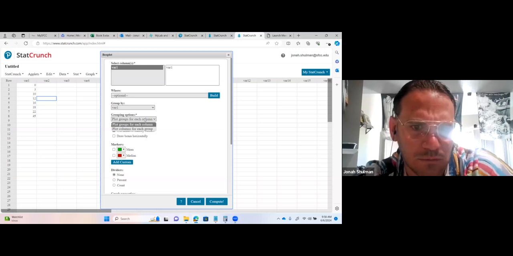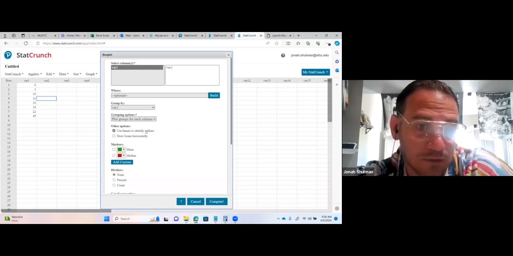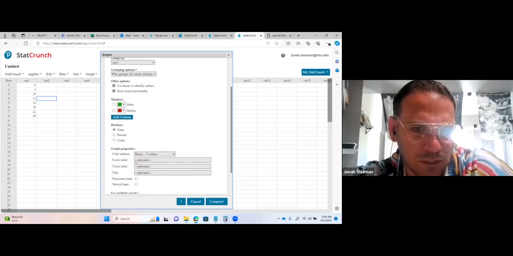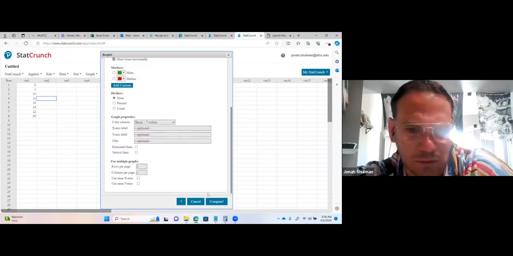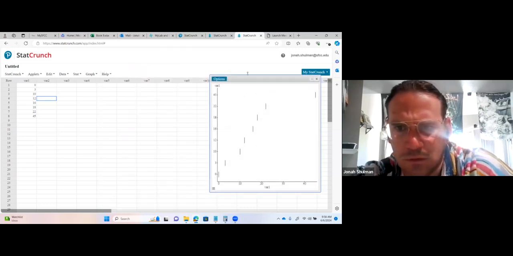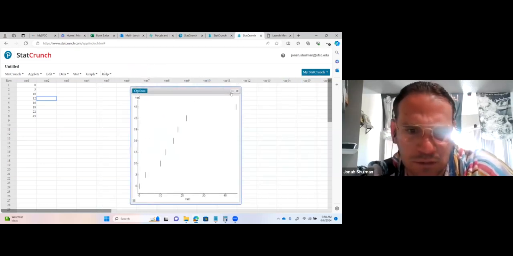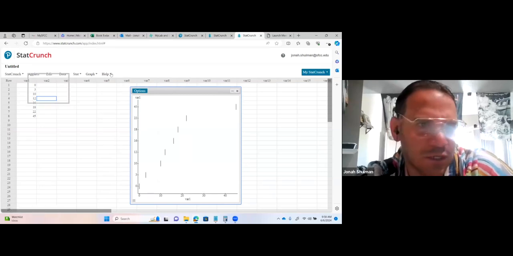Okay. That's if we have more. Use fences to identify outliers. Nice. If you want it horizontally, I like it horizontally. That's just me. Dividers, basic colors. Okay, let's see what it looks like. Oh, that does not look right. Let's try it again.